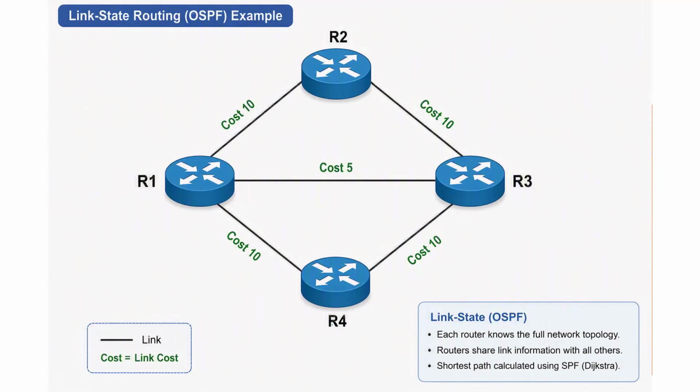So using this, you don't define a specific path. Each router knows the full network topology, and then the routers will share the link information with each other at equal intervals. And then the shortest path is always calculated using Dijkstra's algorithm.